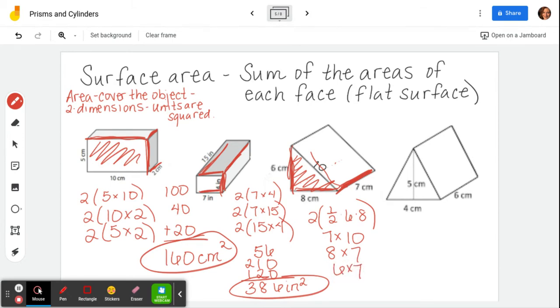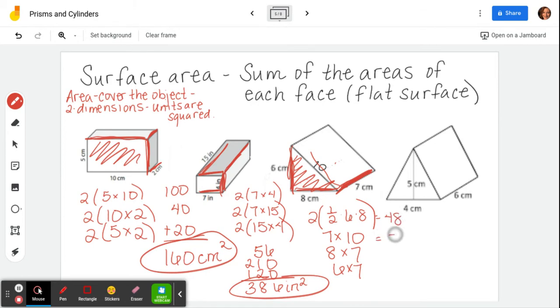Okay. The 1/2 times 6 times 8, I can do that and then double it. Or if you take 2 times 1/2, you just get 1, right? If you find half of something and then you double it, it's like you never did anything. So what's going to end up happening is that's just going to equal 48.